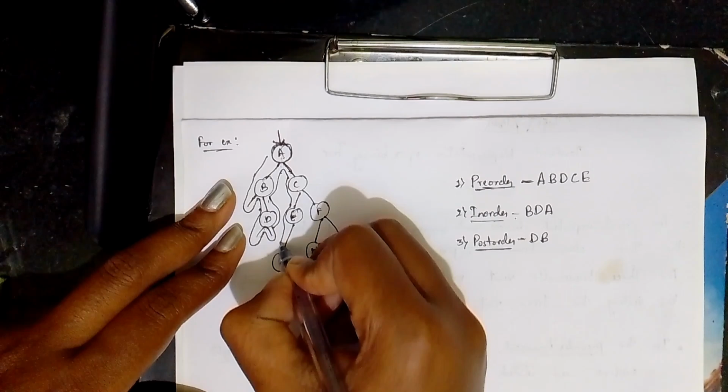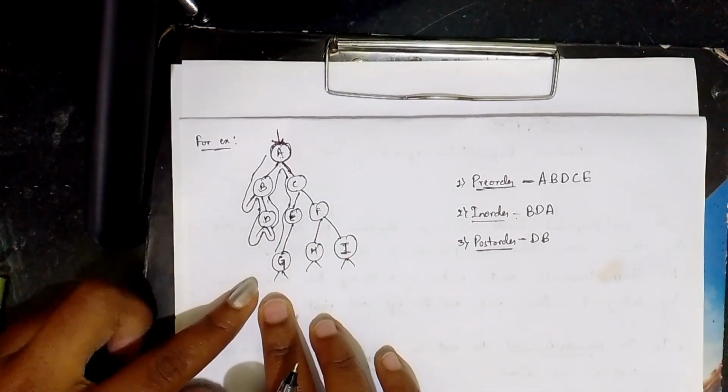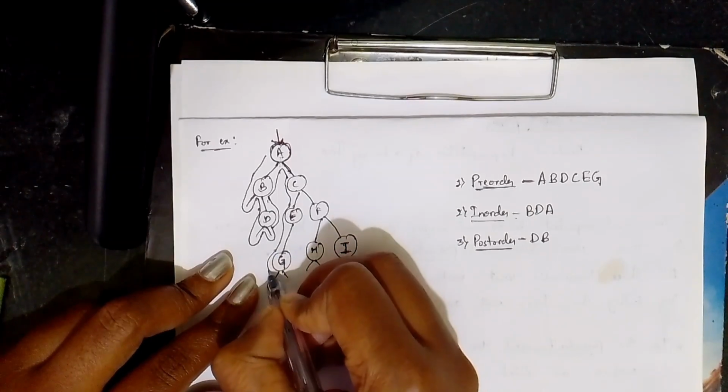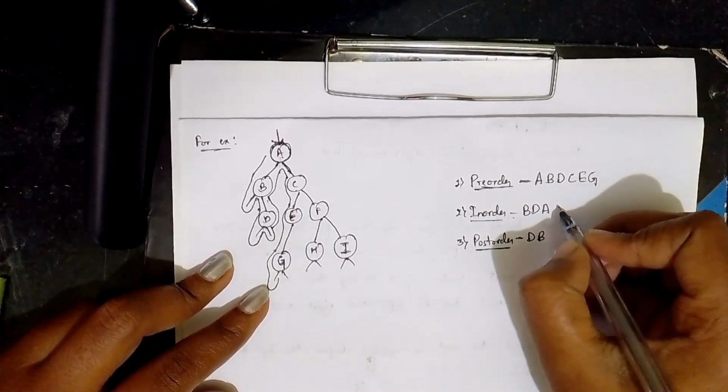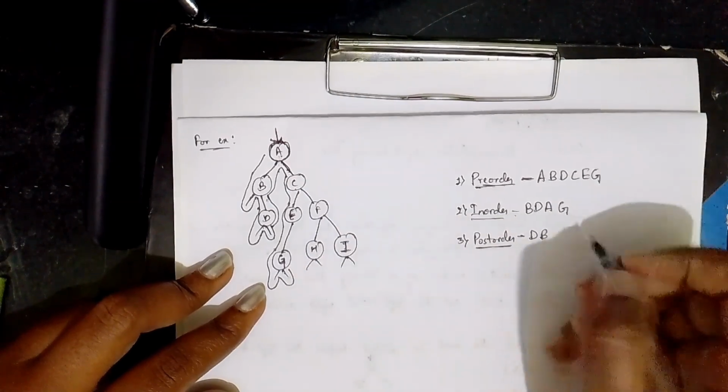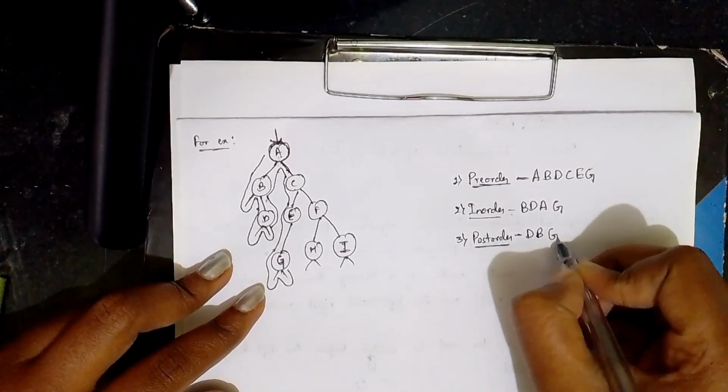Again, moving forward, here we are visiting G for the first time, right? We have to write it in preorder. Again, we are visiting G for the second time, so we have to write it in order. Here visiting the third time, we have to write it in postorder.